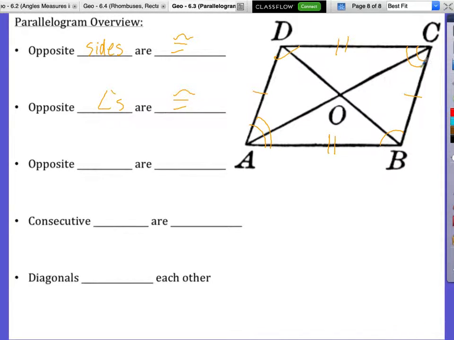I can never know if I'm spelling angles or angels. That's why you just see the symbol. Okay? Oh, snot.